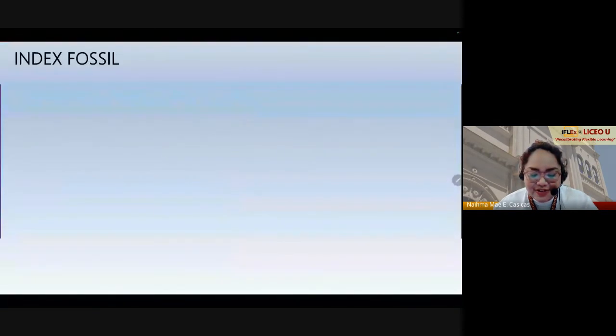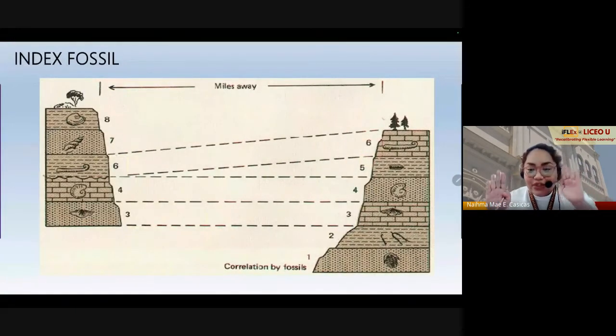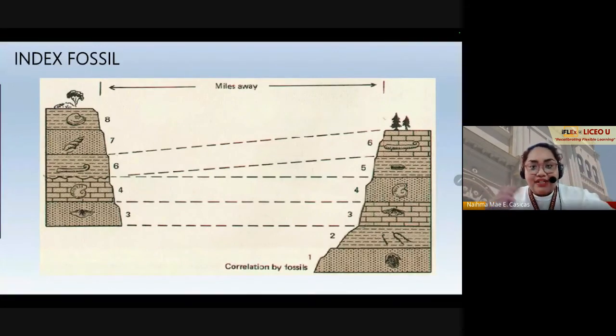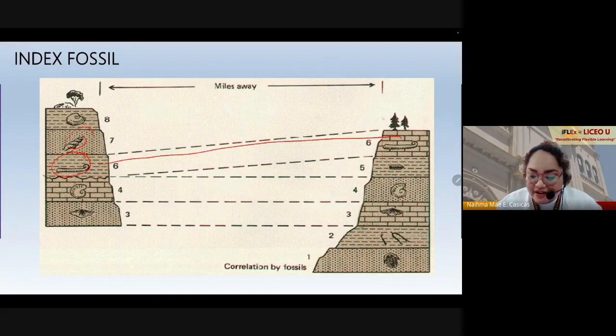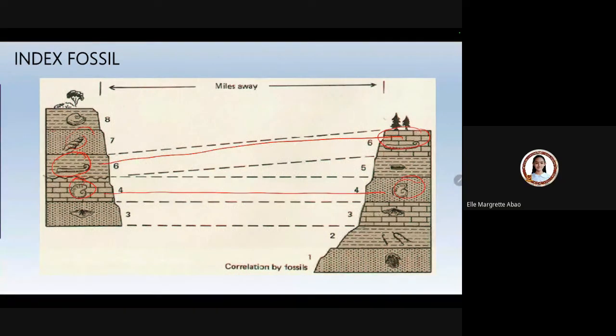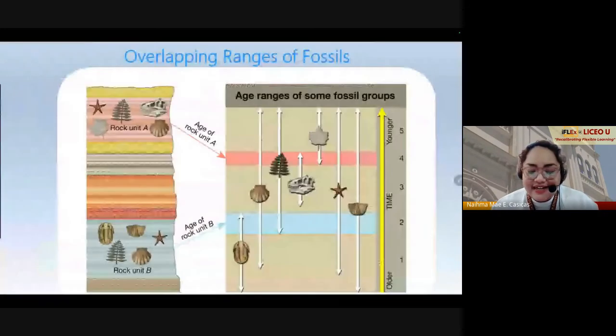So let's go here to the index fossil. You know that even though site 1 and site 2 are in two different locations, for example site 1 is in Cagayan de Oro and site 2 is in Bukidnon, if you determine their rock layers and the fossils found here are the same, then they were once in the same layer before. This one has the same fossils as this one, so they existed in the same time period. They progressed differently because, again, they are in different locations. So, that is an index fossil.